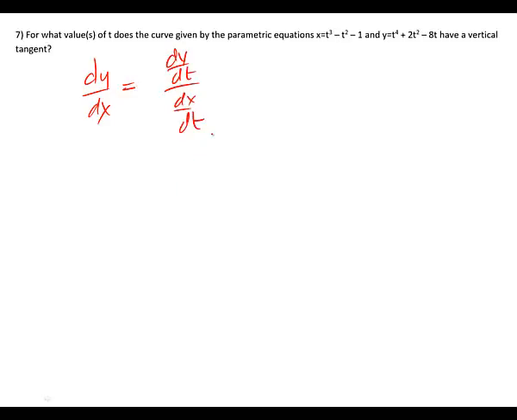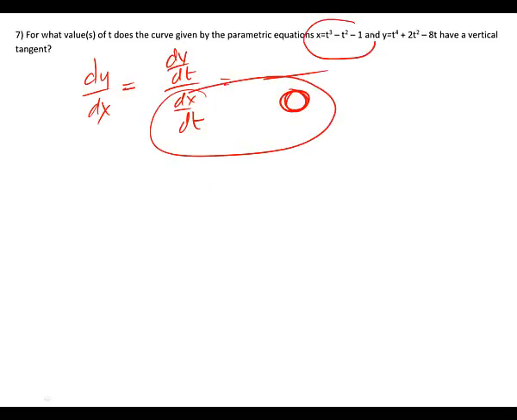Vertical means my denominator is undefined, right? So in order to find a vertical tangent, I need to know what makes the denominator equal to 0. So that means I need to take the derivative of the x component and set it equal to 0 to figure out the times. Okay? So dx/dt equals what? Minus 2t, we set that equal to 0.